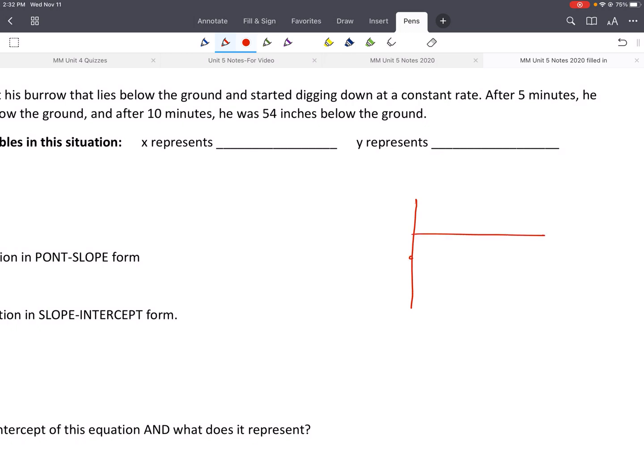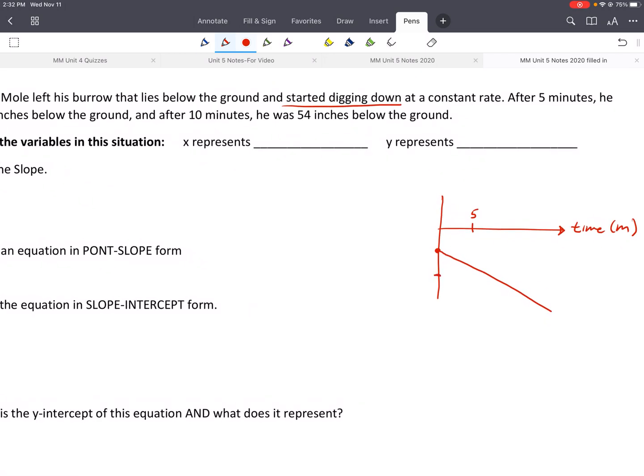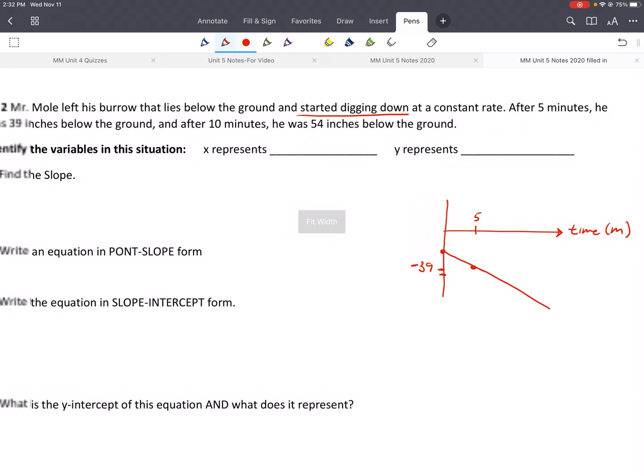So Mr. Mole, he's in his burrow under the ground, okay? Over time, he is going to dig deeper and deeper into the ground. So he starts digging down. After 5 minutes, okay, again, x will always be our time in minutes, okay? It says he was 39 inches below the ground. So here this would be -39 inches below the ground.